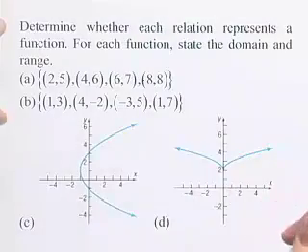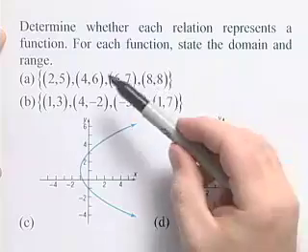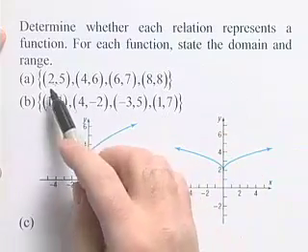For this problem, we're going to look at several relations to determine whether they're functions, and then we'll state the domain and range. We want to determine whether each of these relations represents a function. For each of the functions, we're going to state the domain and range. So we'll begin with part A.